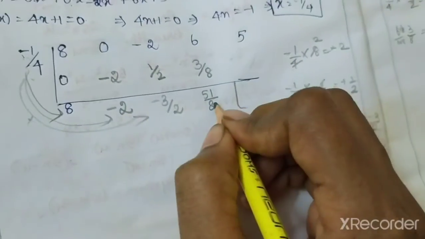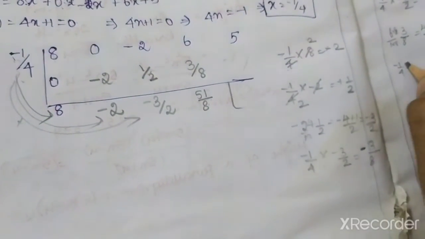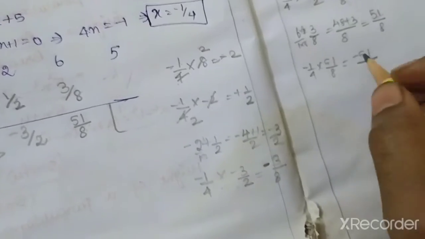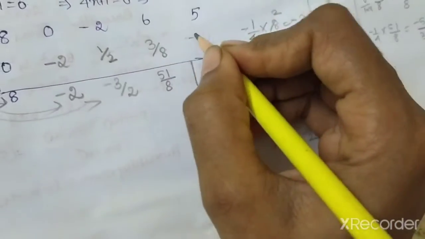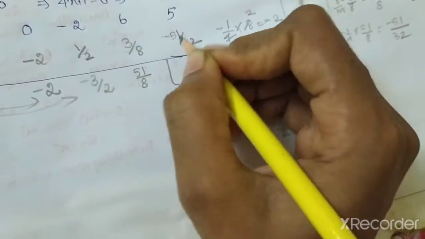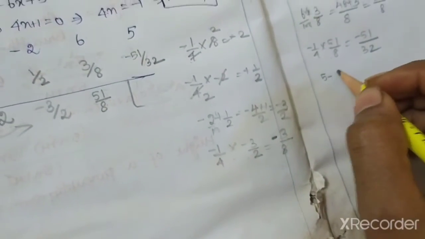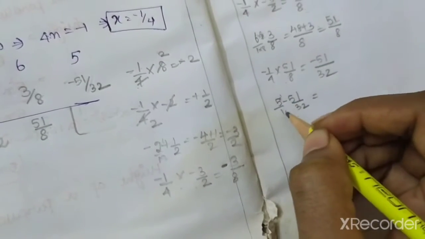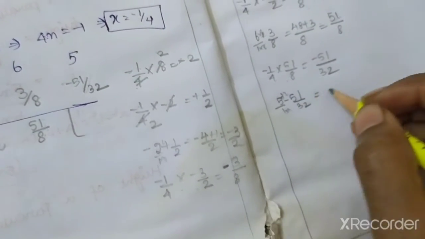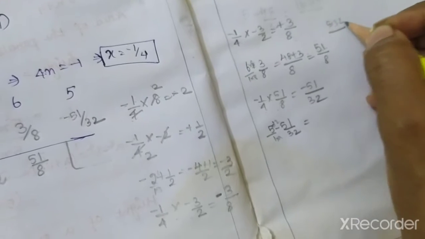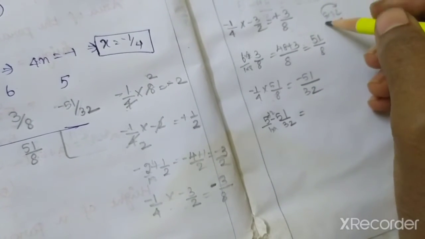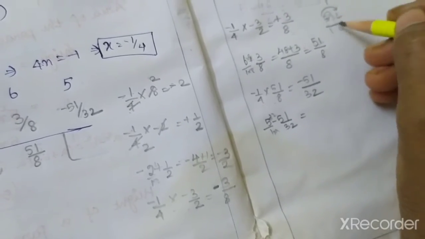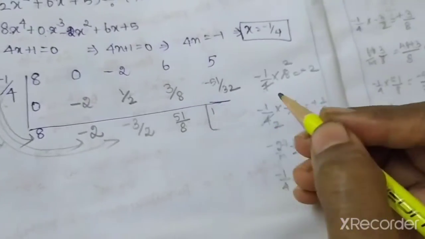So multiplying this term and this term, minus 1 by 4 into 51 by 8 is equal to minus 51 by, it's not cancelling, right? That's why 32. So minus 51 by 32. Okay, so adding this 5 minus 51 by 32. The denominator is not the same. So 32, 32. So 5 into 32, how much will it come? 10 balance 1, 15, so 16. So 160.